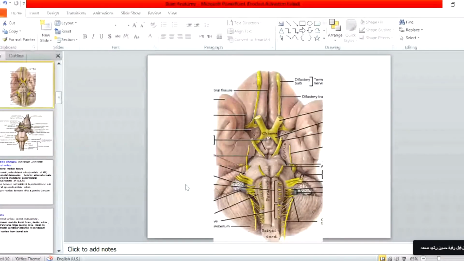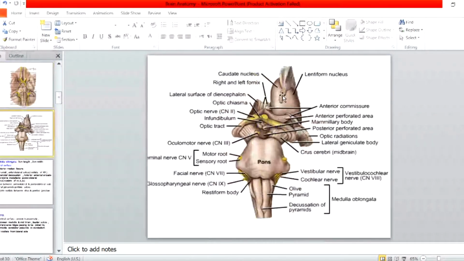This is the medulla oblongata, the lower portion of the brainstem. Let's look at its external features. Here is another picture of the ventral surface of the brainstem. This is the midbrain, this is the pons, and this is the medulla oblongata. Now looking at the medulla oblongata, it's about 3 centimeters in length and about 2 centimeters in width.